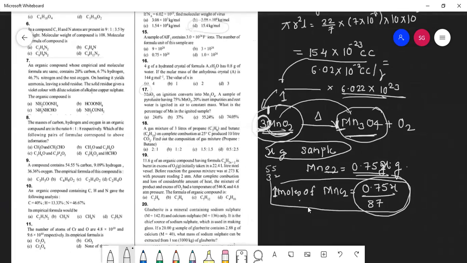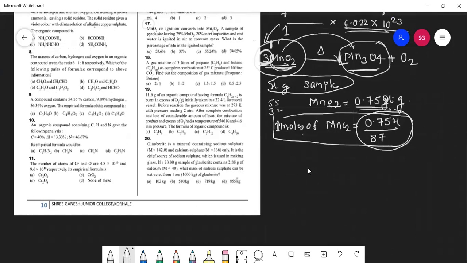So here, downside, I'll solve now. So we got 1 by 3 into 0.75x upon 87, because this is the value of 1 mole, into the weight of that compound, Mn3O4. Find out. Mn is 55, 55 into 3 plus 64. 229. Very good, 229. So from here you will get the x value.